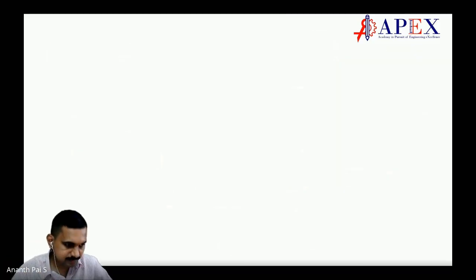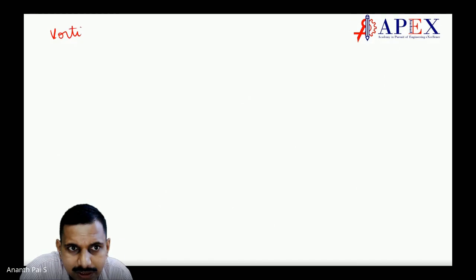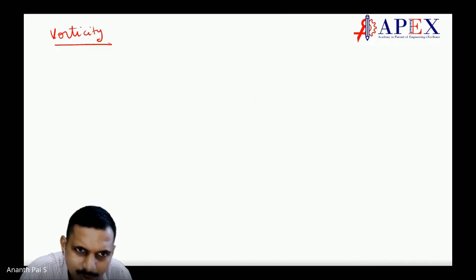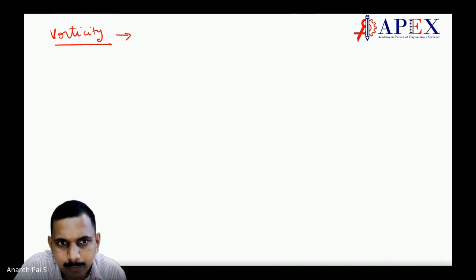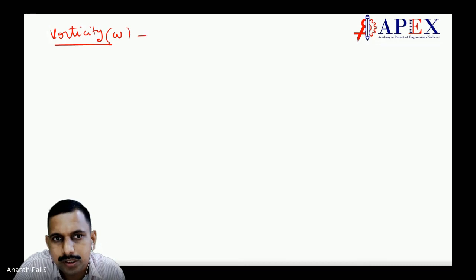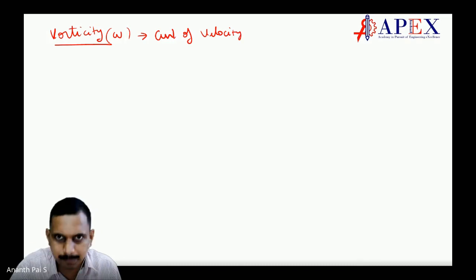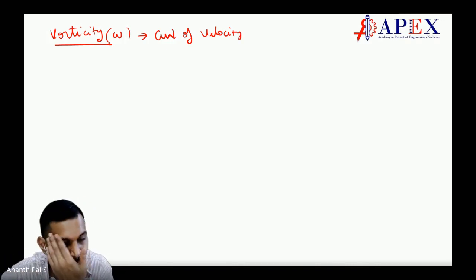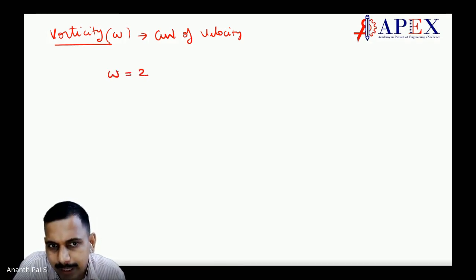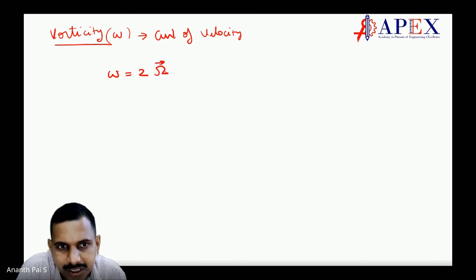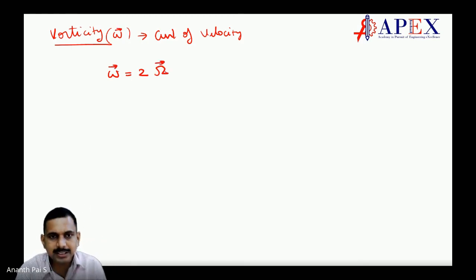Okay. Next, let us see one of the very important things called vorticity. What is vorticity? Vorticity is nothing but curl of velocity. I'm putting it as omega. Vorticity is curl of velocity. That's it. It represents rotation. And always vorticity is equal to 2 times rotation. Vorticity vector, it's always a vector. Vorticity vector is 2 times rotation.